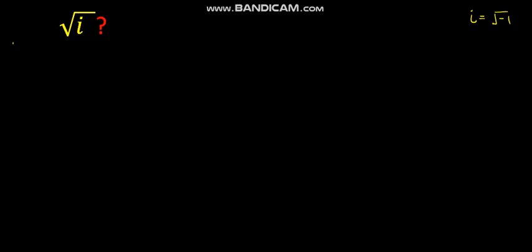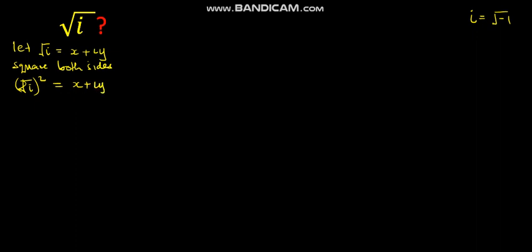We can say let the square root of i be equal to x plus iy. Is that okay? So we want the square root of i to be that result, such that we can square both sides. Square both sides, and we shall have the square root of i squared will be equal to x plus iy squared. Is that okay?